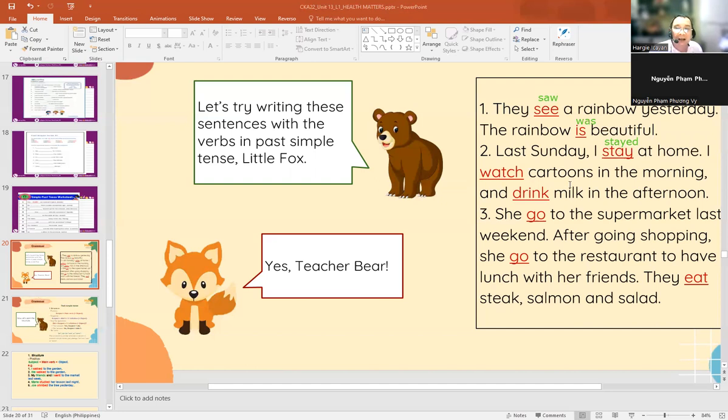I watched cartoons in the morning. So the base form is watch. So what is the past tense of watch?